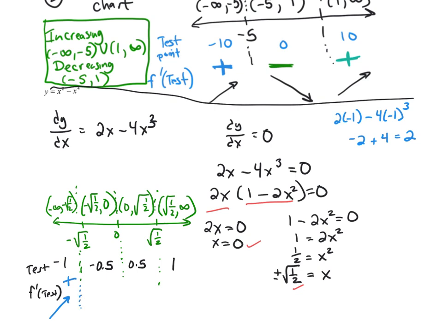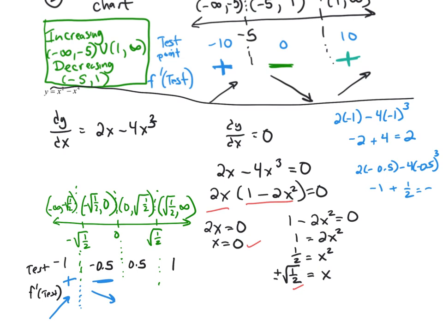Now if I do -0.5, I get 2 times -0.5 minus 4 times -0.5 cubed. So this is going to be -1 plus 1/2, because 1/2 to the third is 1/8, so you get positive 1/2. So that's going to be negative, so it's decreasing. And you can just put these in the calculator. You don't necessarily have to work them out by hand.